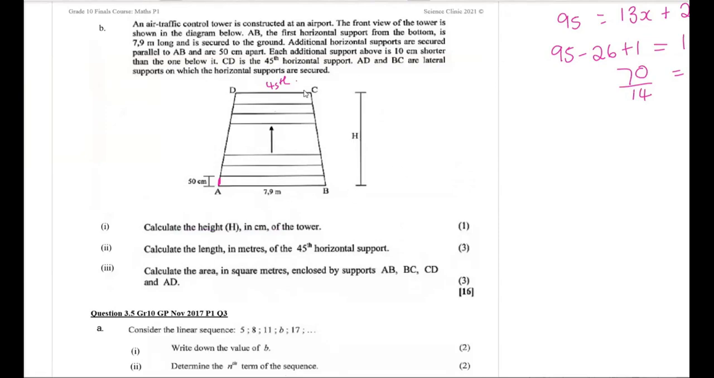We have 50, 50, 50, and DC is the 45th one. So what does that mean? If this was the first, how many steps are in between until the 45th one? How many? These little things here, 44, thank you.